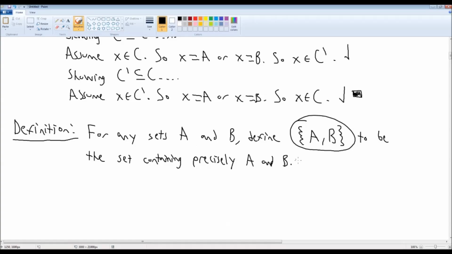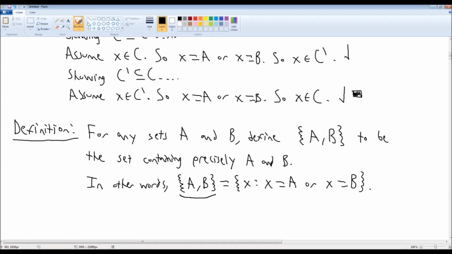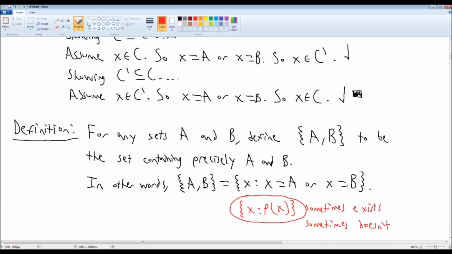We're allowed to make this definition because we proved that this set was unique. A comma B is the same as this set, the set of all sets which are either equal to A or equal to B. Recall that if you have a set that looks like this, sometimes it exists as a set and sometimes it doesn't. However, in our particular case, we know that the set has to exist because we proved that there exists a set whose elements are precisely A and B.